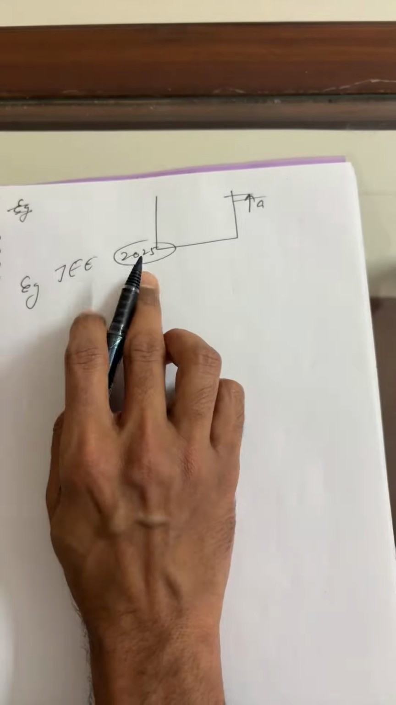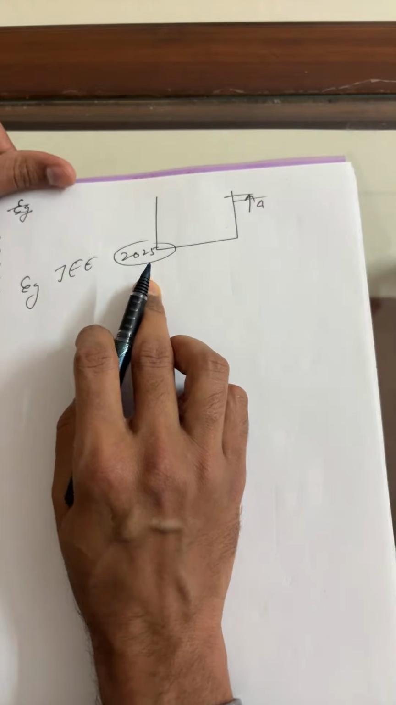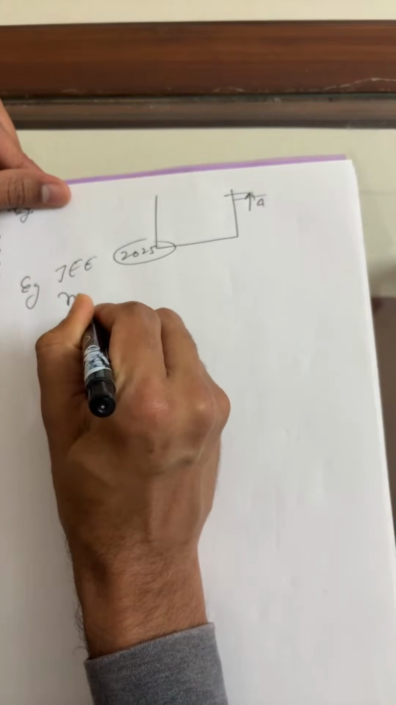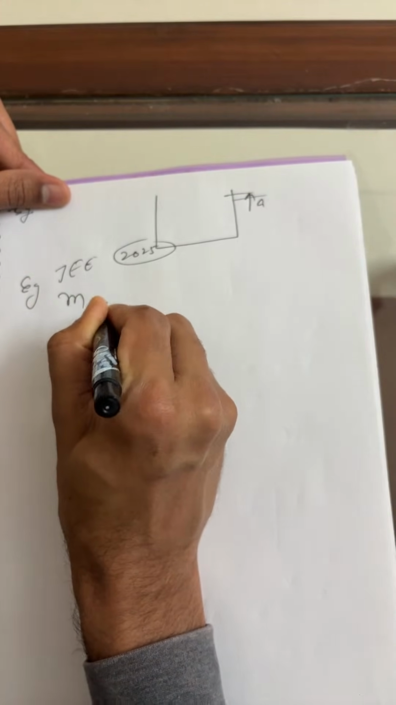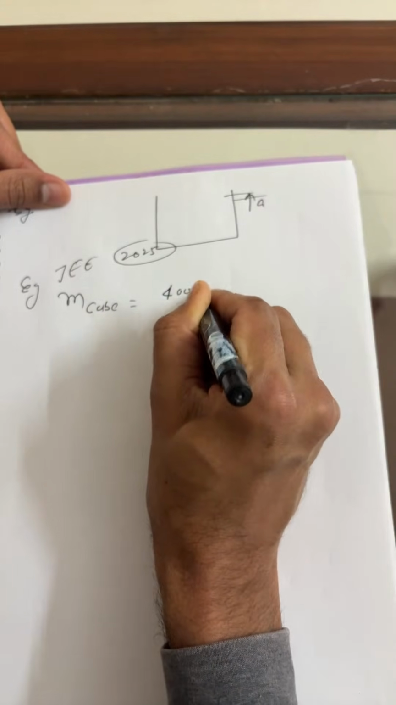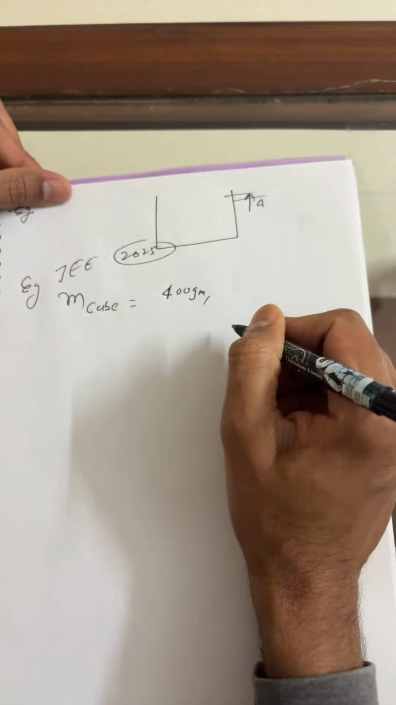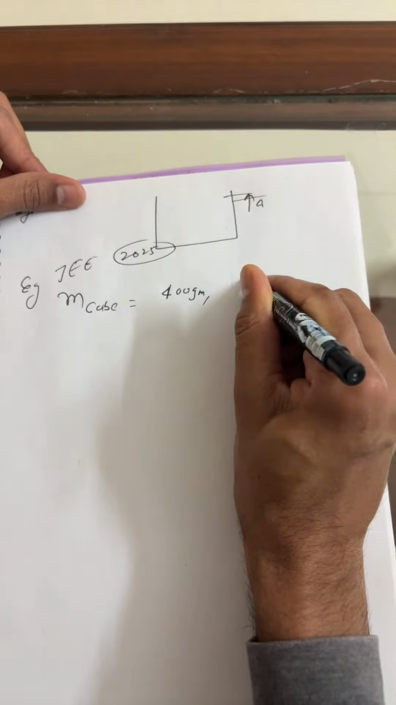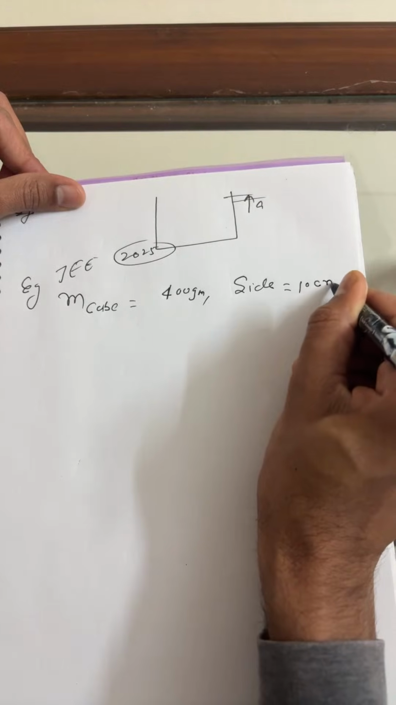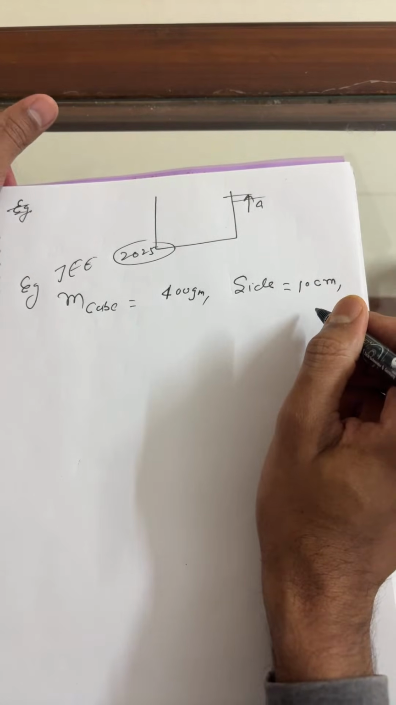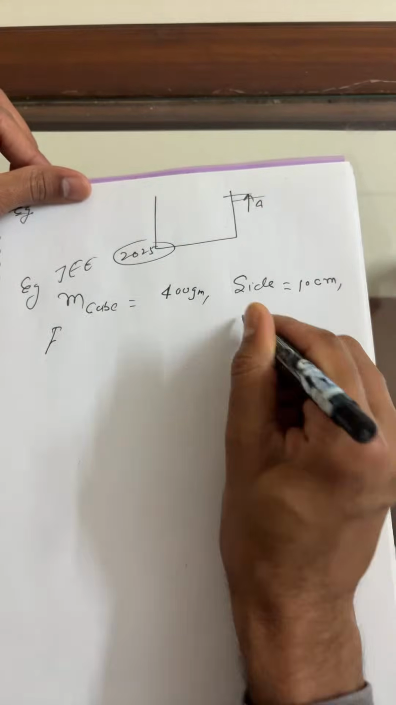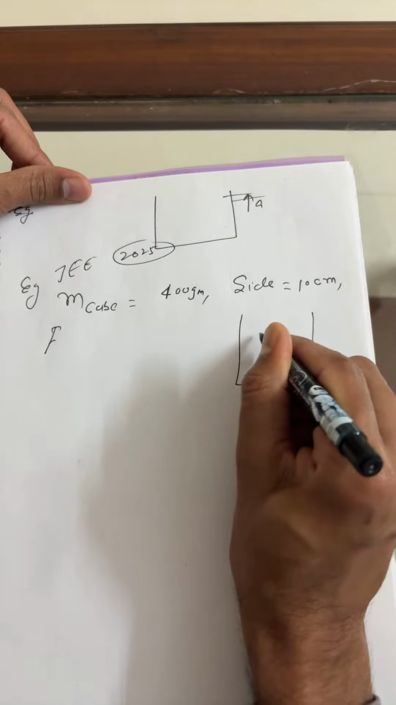This question was already asked in JEE 2025. So what's the question? There is the mass of the cube mentioned. The mass of the cube is 400 gram. You can take the side length of the cube as 10 centimeter. It floats in water. You can say this is the container.